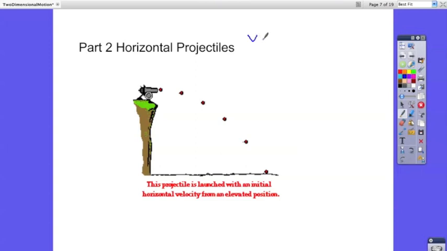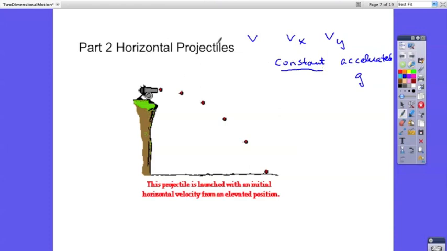Velocity has two components. Velocity has an x component and it has a y component. In any projectile problem, the x component remains constant while the y component is accelerated. The y component, gravitational acceleration, is in the vertical direction, and so the y component will change, increase or decrease, depending on the direction it's moving. The x component stays constant the whole time.